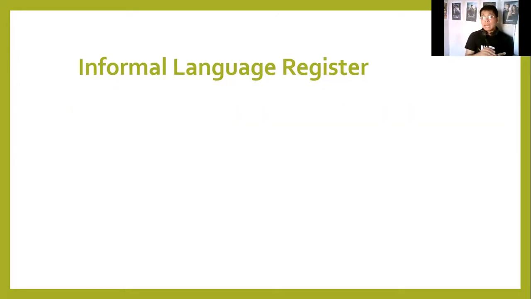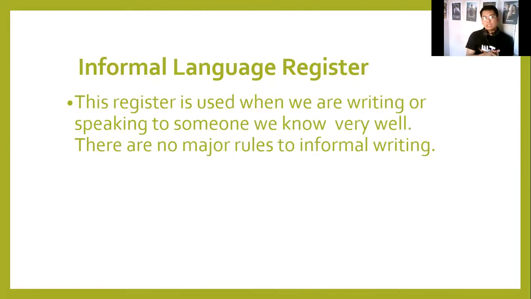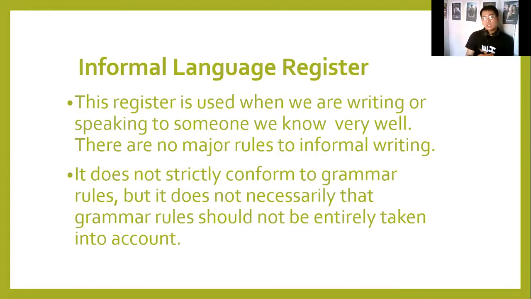How about informal language? Informal language is used when we are writing or speaking to someone we know very well. So there are no major rules in informal writing. For as long as you're able to communicate and to connect to these people, then informal language is very useful. So it is usually used in a casual conversation. Again, it does not strictly conform to grammar rules, but it does not necessarily mean that grammar rules should not be entirely taken into account. So that's the difference between informal and formal language.